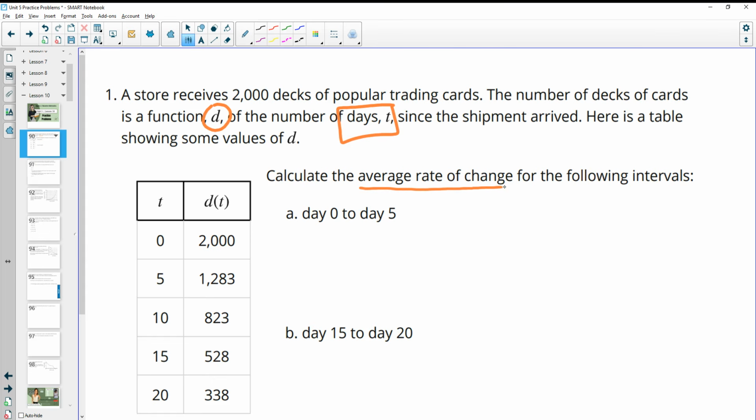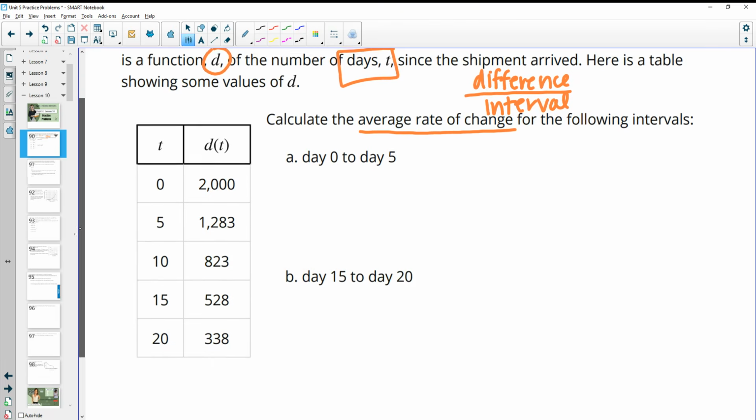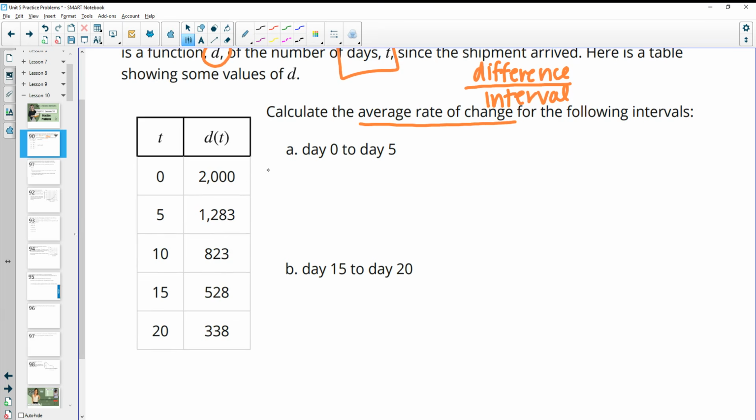So average rate of change is where you take the difference, which means subtract. So the difference divided by really like the interval, if you want to think about it like that. But the difference in the function divided by the interval. So we want to go days 0 to 5. So you're going to do this way. So you're going to subtract these.